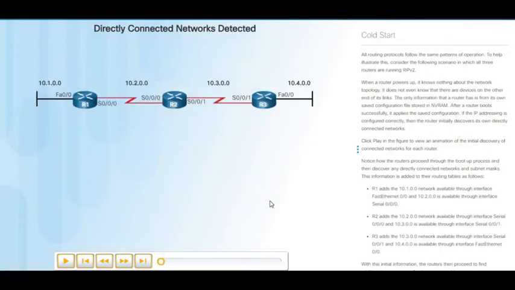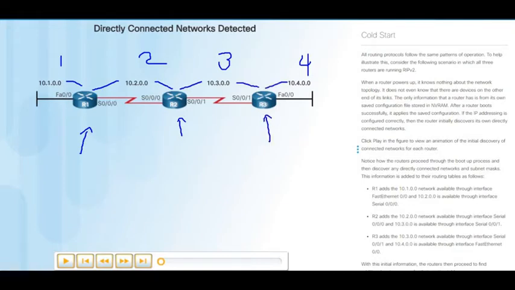Moving on. This time we have a bigger topology. If you're going to count the number of networks here, how many networks do we have? We have 1, 2, 3, 4. So 4 networks in total. If you look at R1, how many directly connected networks do you have? You have 2. R2, how many directly connected networks? You have 2. R3, how many? You also have 2 directly connected networks.